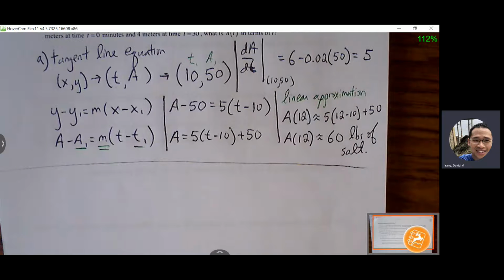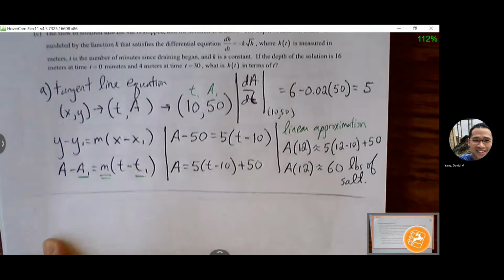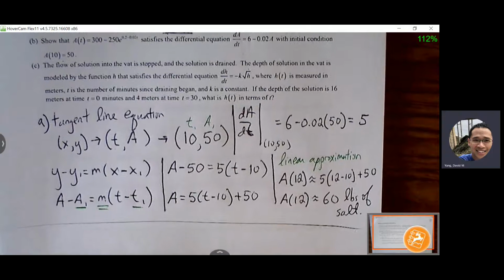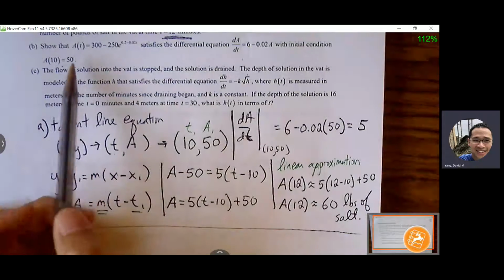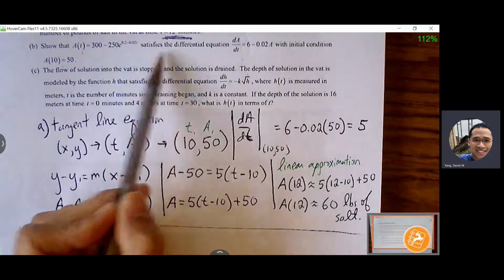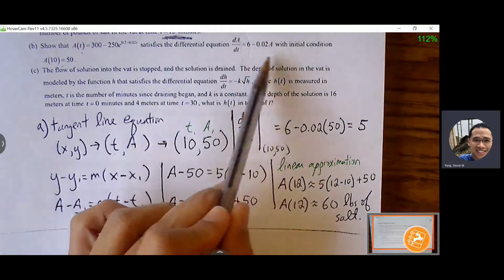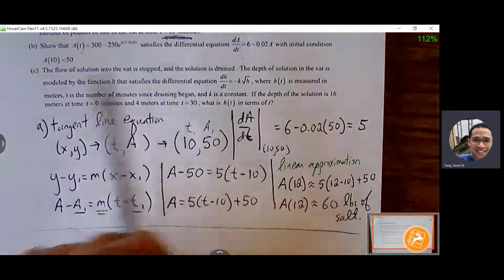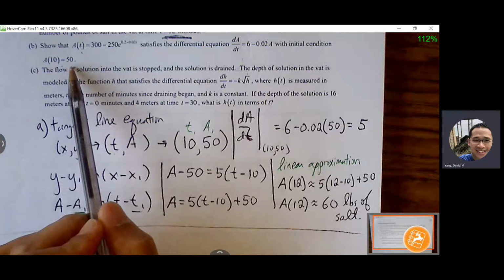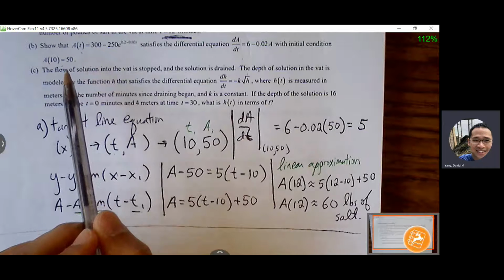Okay, any questions so far? Okay, let's look at part B. Part B says, show that A of t satisfies the differential equation dA/dt with initial condition A of 10 is equal to 50.